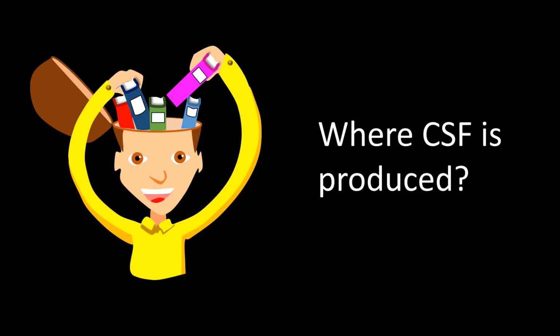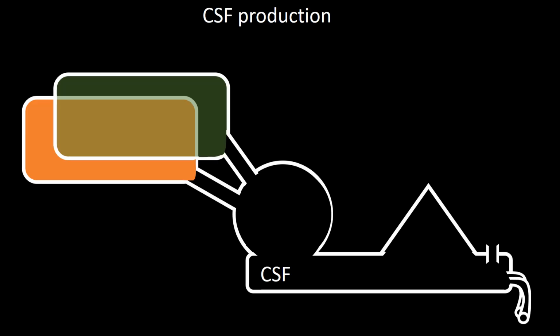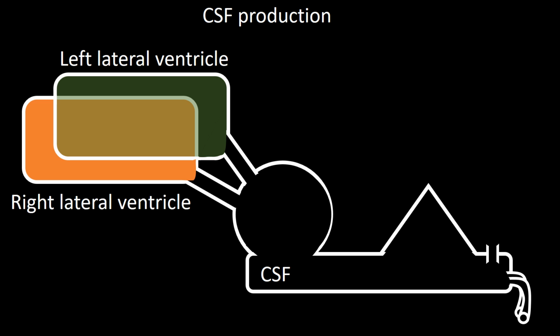In this video, we will only describe the classical explanation for where CSF is produced. This issue will be discussed further in a video titled The Ventricular System Part 2. I find this diagram useful when talking about CSF in general, so I will present it to you. The top rectangle represents the left lateral ventricle. The lower rectangle in cream color represents the right lateral ventricle.